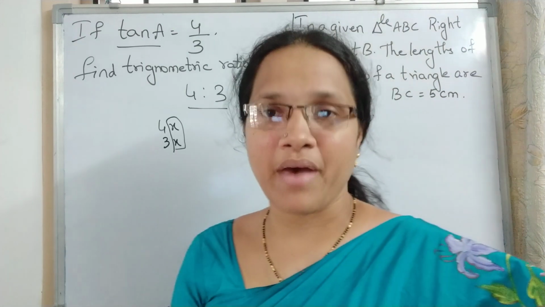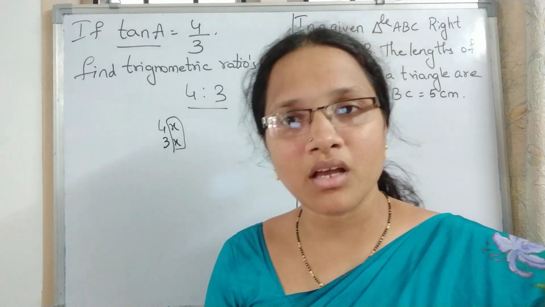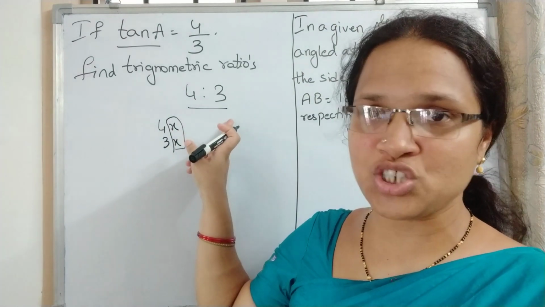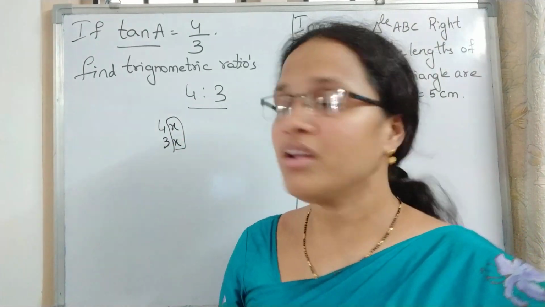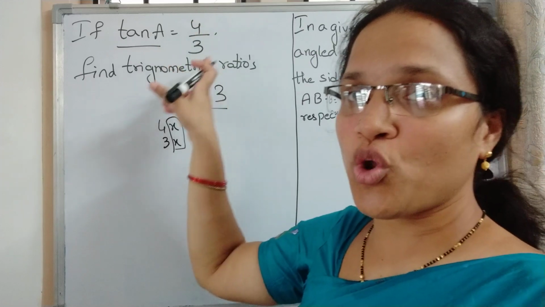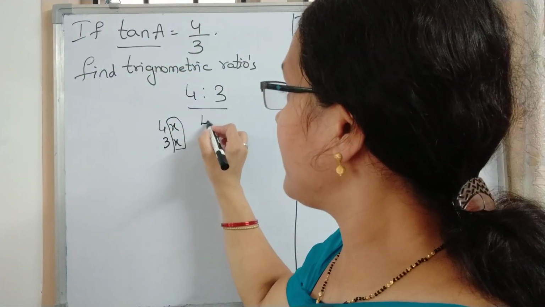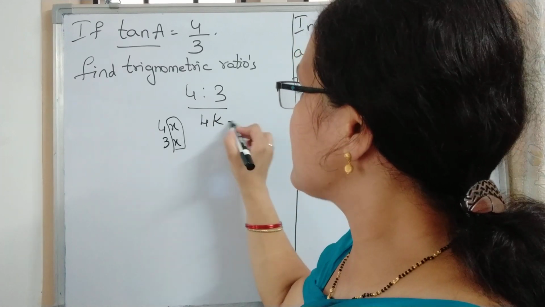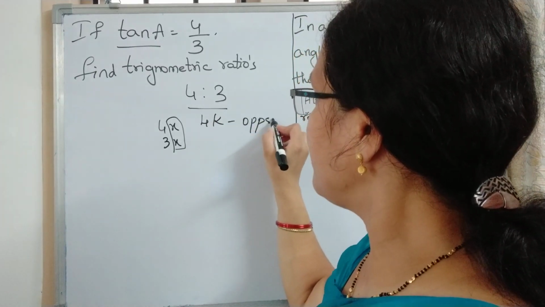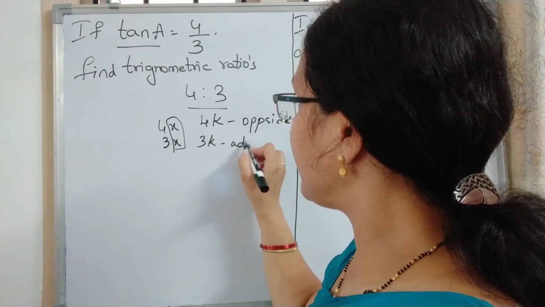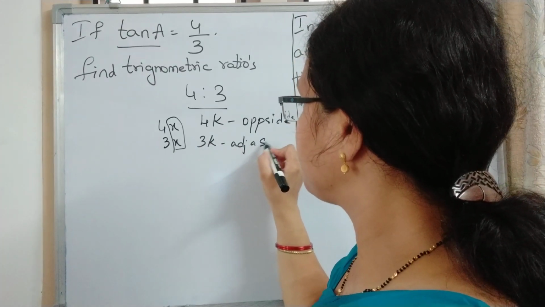In the similar manner, how will you add a common constant to the numbers given in a ratio? For tan A, that means 4 by 3, you have to write it as 4k, which is nothing but the opposite side, and 3k, which is nothing but the adjacent side.